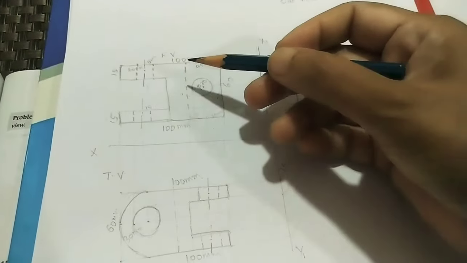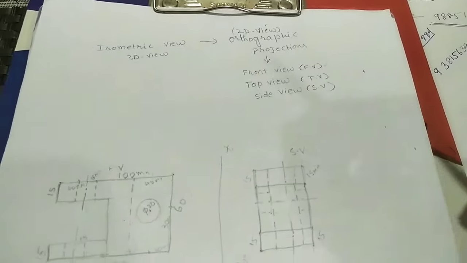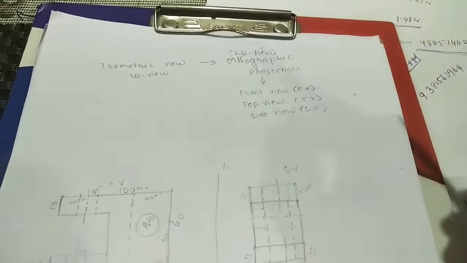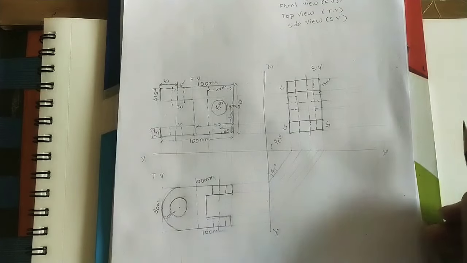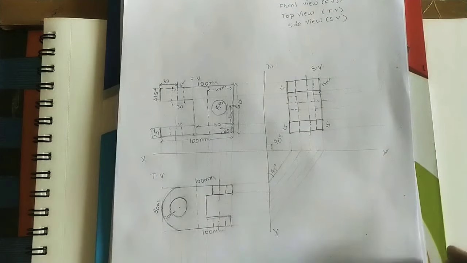So these are the three views: front view, top view and side view in the orthographic projections. So in this way we are converting a 3D diagram into a 2D diagram. Let us do these three diagrams in the drawing sheet by using the drawing instruments as well as by taking the correct dimensions. Initially let us do the XY line of some length.